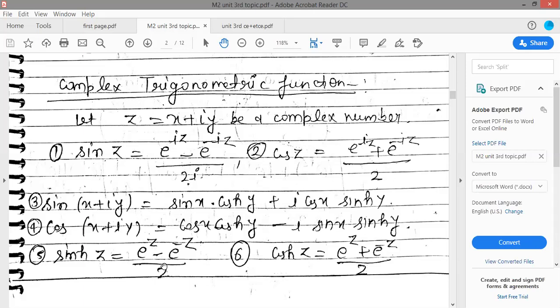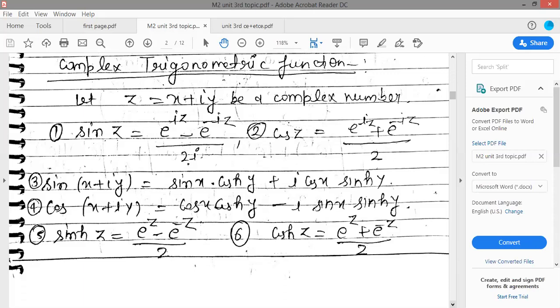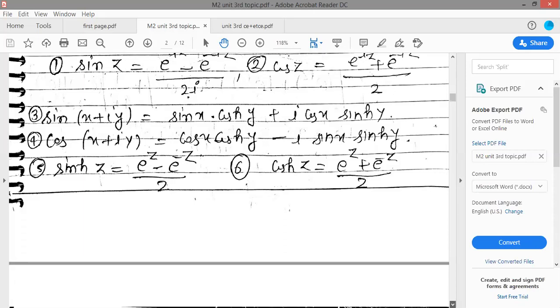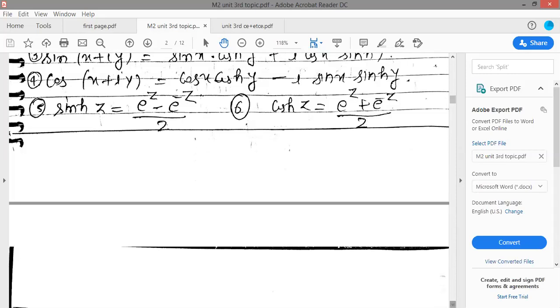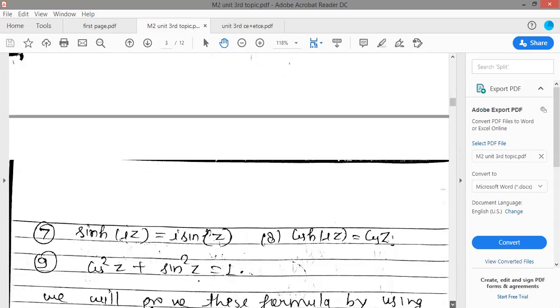So sin z is e to the power iz minus e to the power minus iz upon 2i, and cos z is e to the power iz plus e to the power minus iz upon 2. Next one, very important: sinh(iz) is equal to i sin z. If the iota part is not given and a hyperbolic iz type is given, then you can write i sin z. cosh(iz) means cos z. And cos squared z plus sin squared z is equal to 1.